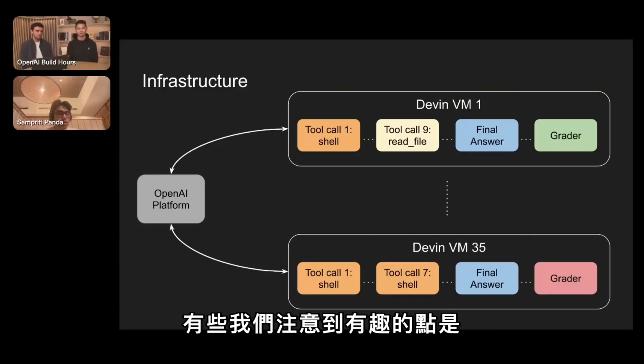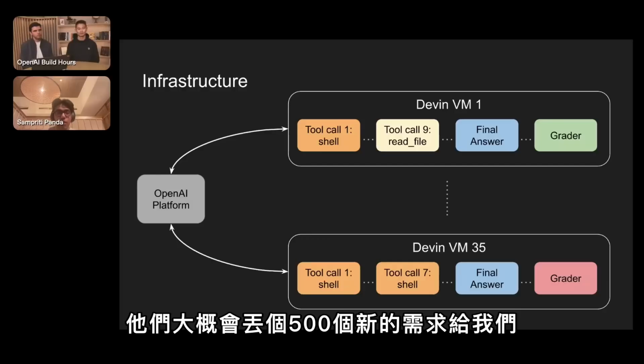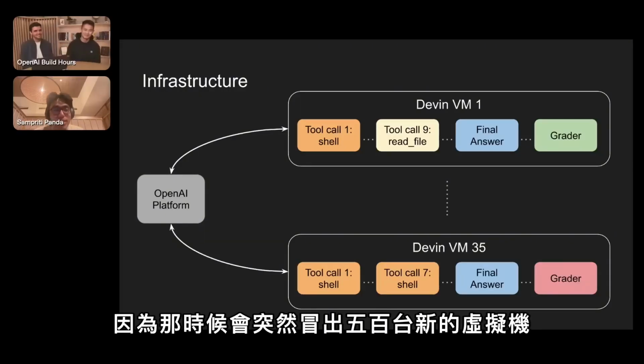Some of the interesting things we noticed was that the RL is quite bursty. At the beginning of every rollout, they would send us like 500 new rollout requests. So you definitely need to handle that, because that's 500 new VMs starting at the same time.